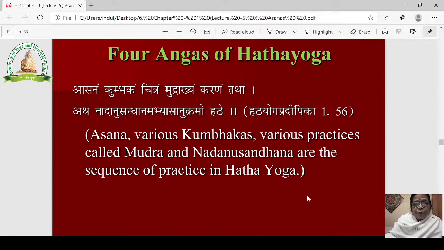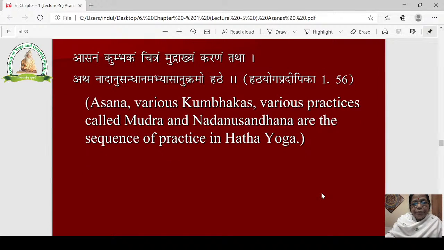Now, what are the other angas of Hatha Yoga? The same Hatha Yoga Pradipika says, Asanam kumbhakam chitram mudrakhyam karanam tatha, atha nadanusandhanam abhyasanukramo hathe. There are four angas or four steps of Hatha Yoga. The first is asana, the second is various kumbhakas, the third is various mudras and bandhas, and the fourth is nada anusandhan. These are the steps in sequence of practice in Hatha Yoga. So Hatha Yoga has four steps according to Hatha Yoga Pradipika, and asana is the first step.